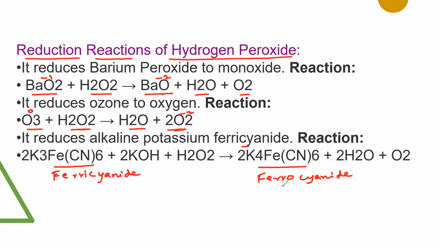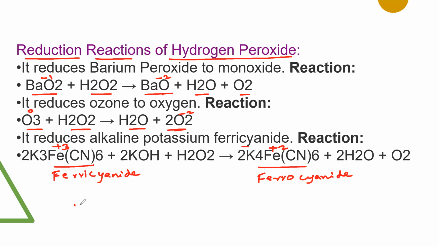So ferricyanide to ferrocyanide. Here it is +3, and here it is +2. So the oxidation state of iron is decreased. So this is called the reducing nature of hydrogen peroxide. Some more reactions I would like to add. Hydrogen peroxide reduces acidified solution of manganese dioxide.